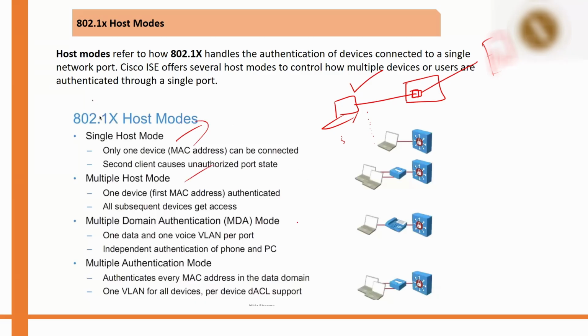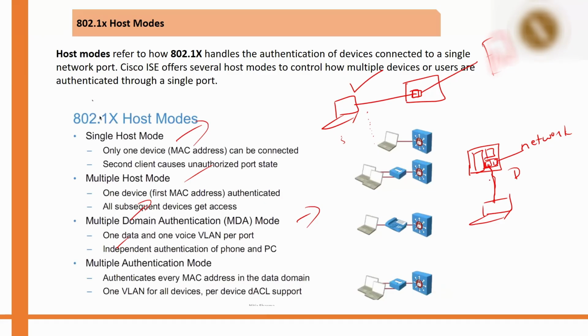Then multiple domain authentication mode. Multiple domain means multiple VLAN domains, like VLAN 10 and VLAN 20. Suppose it is a special case. If you have worked on IP phones, on the back of the IP phone you get a small switch. On that switch there are only two ports. One goes to the network, and one goes to the computer. So here you connect your workstation, and this goes to the network, that is the switch. This forms a daisy chain configuration. It is called a daisy chain configuration. This is the IP phone.